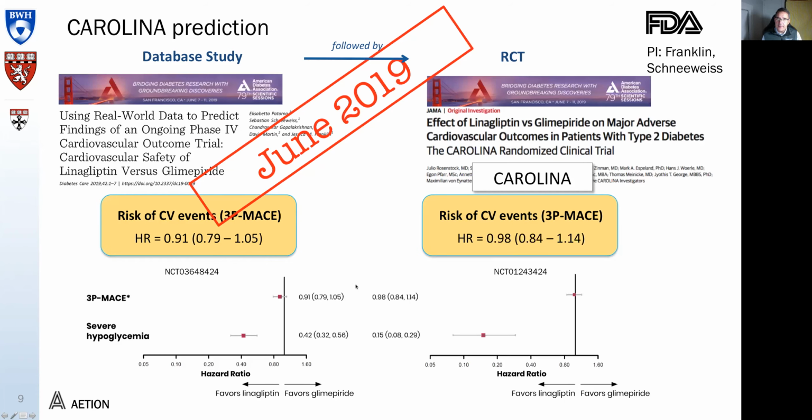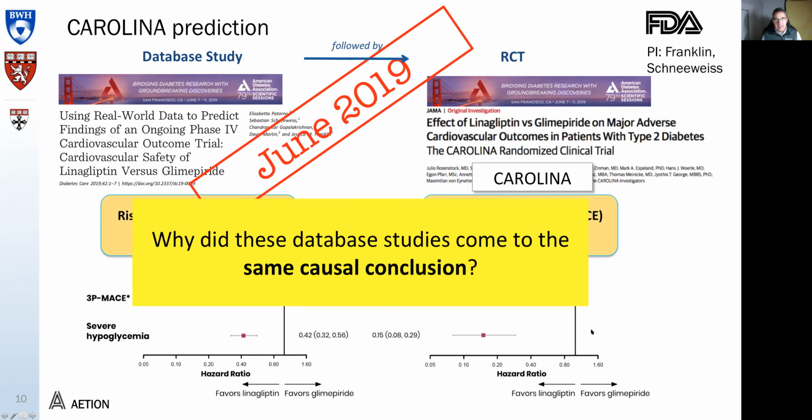And then in June 2019, when the American Diabetes Association had its meeting in San Francisco, the CAROLINA trial was revealed. And look at this, a very similar finding, clearly a non-inferiority with regard to 3-point MACE. But also look at our prediction of a reduced risk for hypoglycemia that was also confirmed in the randomized trial, numerically slightly different, but that is probably due to different definitions of hypoglycemia. So that is very satisfying, that we are able in some settings to predict the outcome of randomized trials.